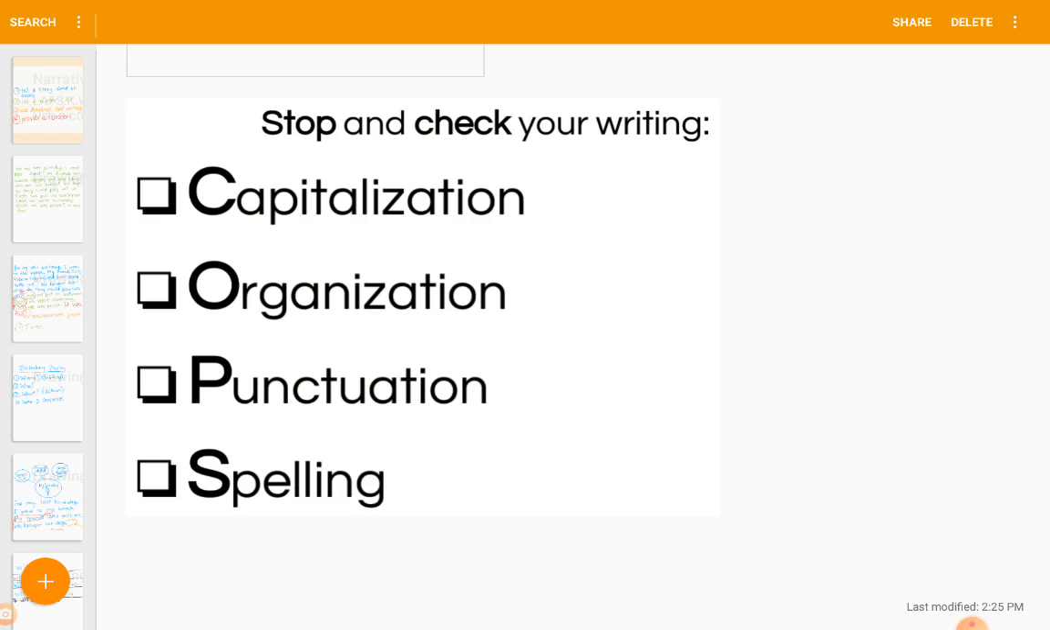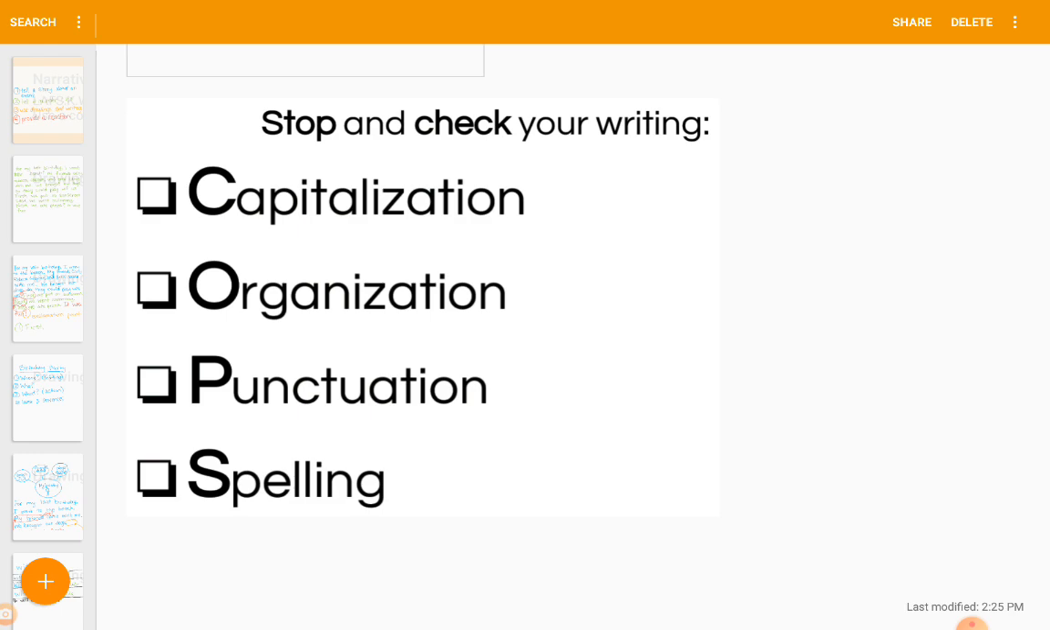O is organization. Are there letter spaces? Are there spaces between our words? That way we can tell that they're different words, or are they just kind of all bunched together? Are they too far apart? Are the words in the right order?